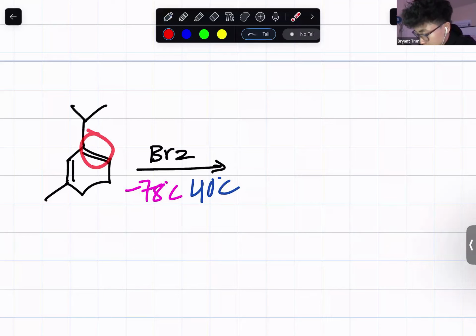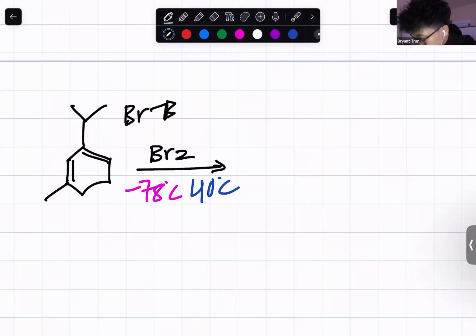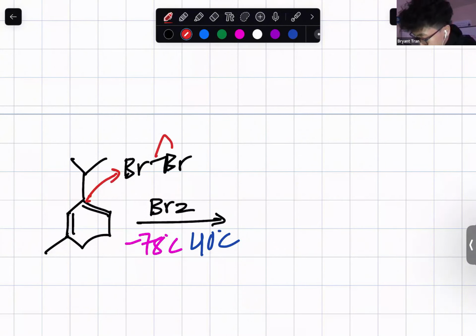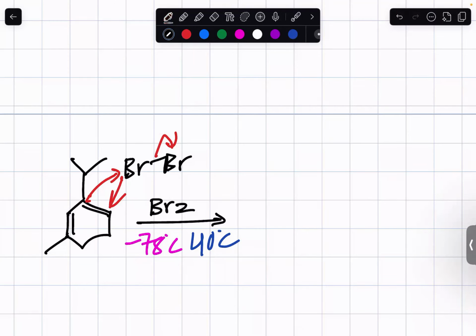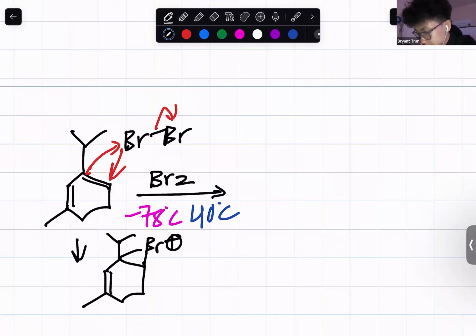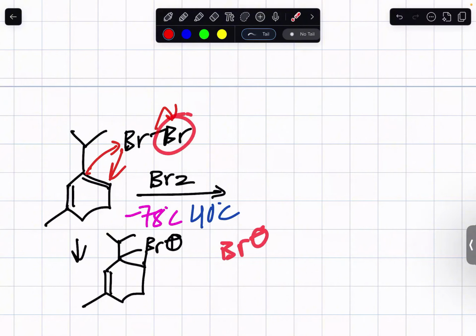I'm going to look at this alkene right here. I don't recommend drawing out the mechanism, but just to show you the mechanism: if we look at that alkene, we're going to form a bromonium ion ring, an epoxide-like structure. Usually the Br minus that got kicked out is the nucleophile and attacks.